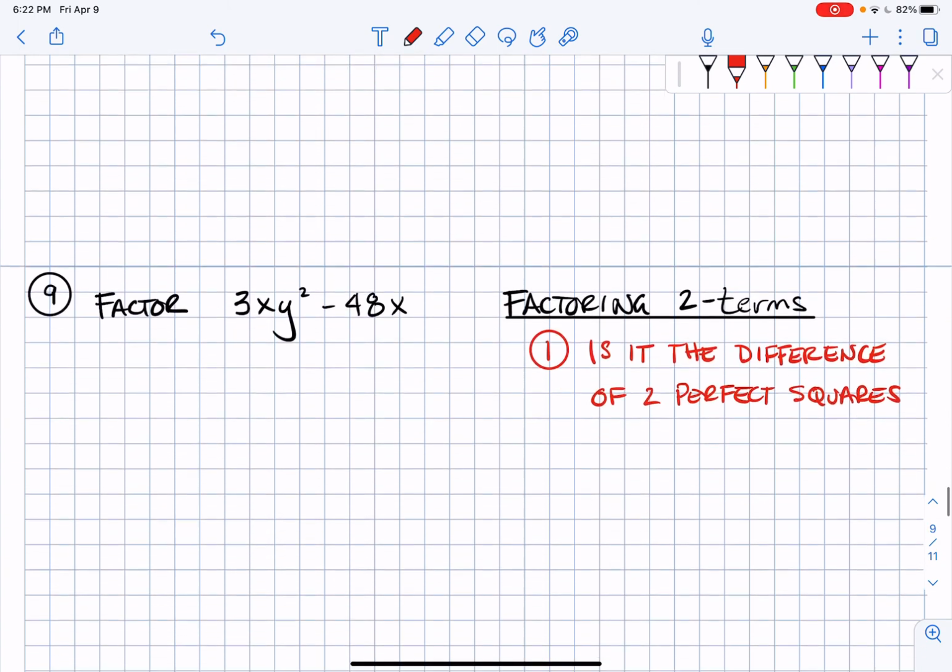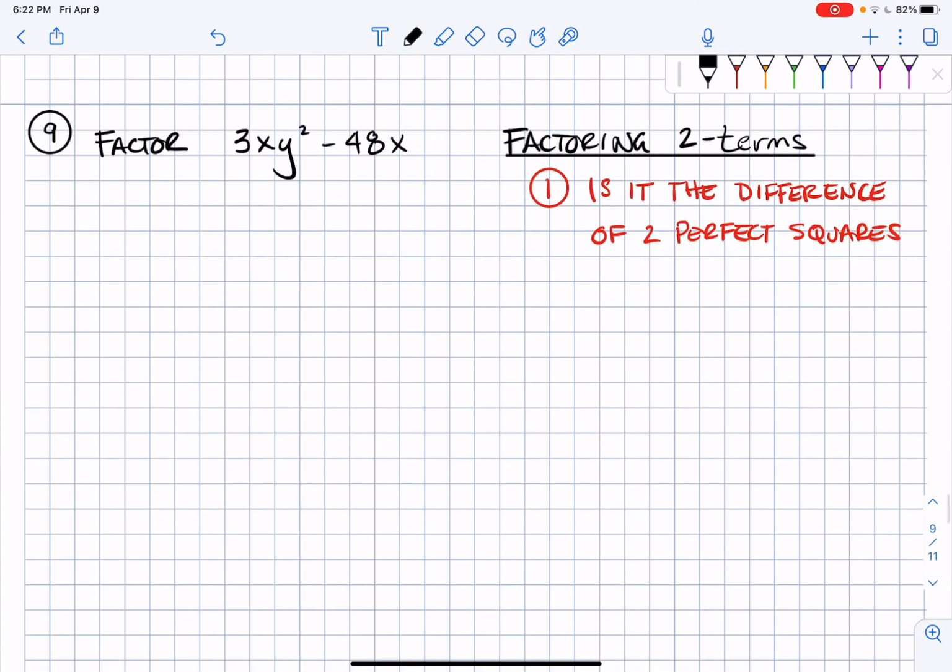Okay, on to number 9. Factoring two terms. So the first thing I got to do is ask myself the question, is it the difference of two squares? Well, before I even do that, I got to do GCF first, right? So in this case, I do have a GCF, and it's going to be 3x. If I pull out 3x, I'm going to have y squared minus 16. Now I should ask myself the question, is it the difference of two squares? Y squared minus 16 is the difference of two squares because y times y gives you y squared. 4 times 4 gives you 16.